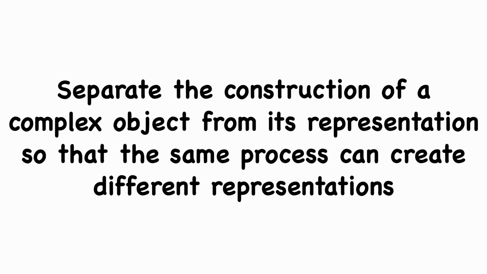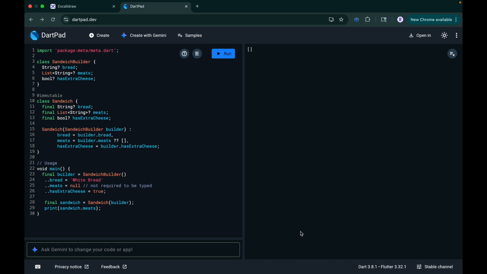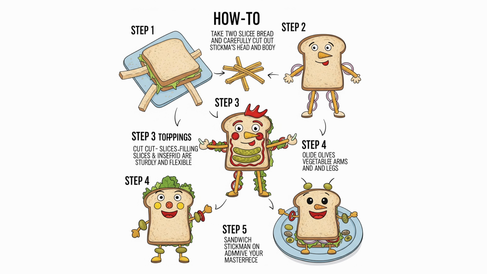So what is the definition of builder pattern? Builder pattern means that we want to separate the construction of a complex object from its representation so that the same construction process can create different representations. What does that mean? Well, let's take an analogy and then we'll directly convert it into code.